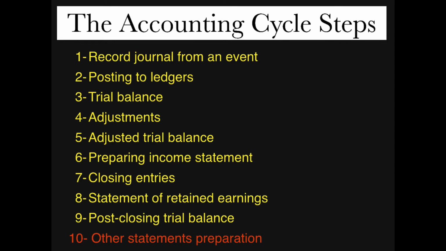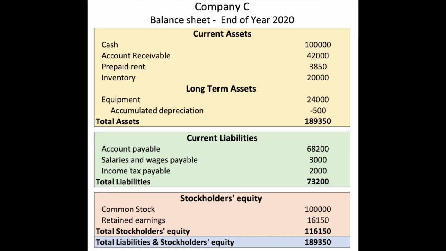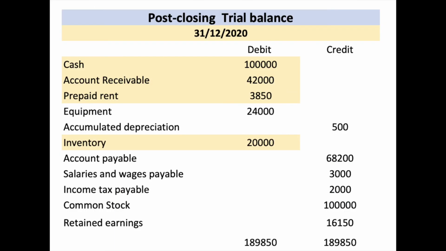Other statements preparation. This is the Company C's balance sheet, end of year 2020. Cash. Account receivable, prepaid rent and inventory are current assets in post-closing trial balance. Current assets would be firstly moved to the top part of the balance sheet.